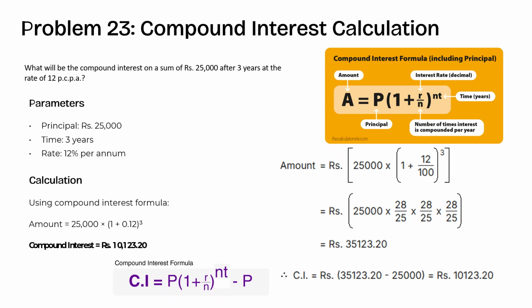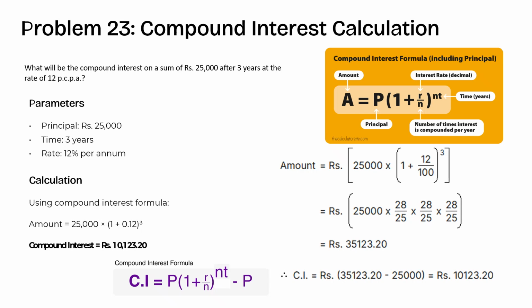If we look at the parameters, principal P is 25,000, time is 3 years, and the rate of interest is 12%. If we put these parameters into the formula, amount A equals P into 1 plus r by n to the power nt. So P is 25,000 into 1 plus r, which is 12 by 100.